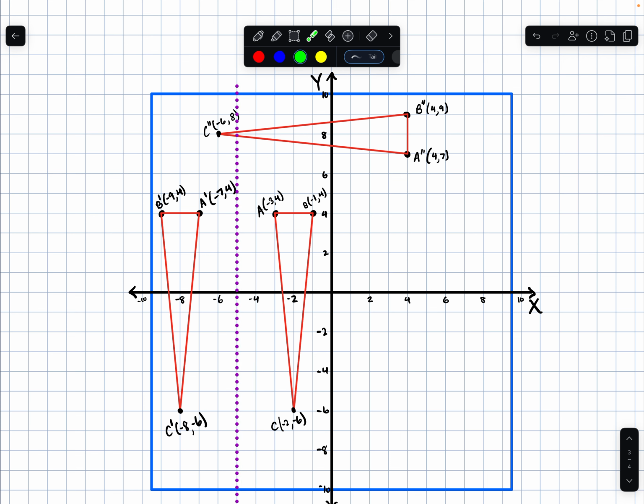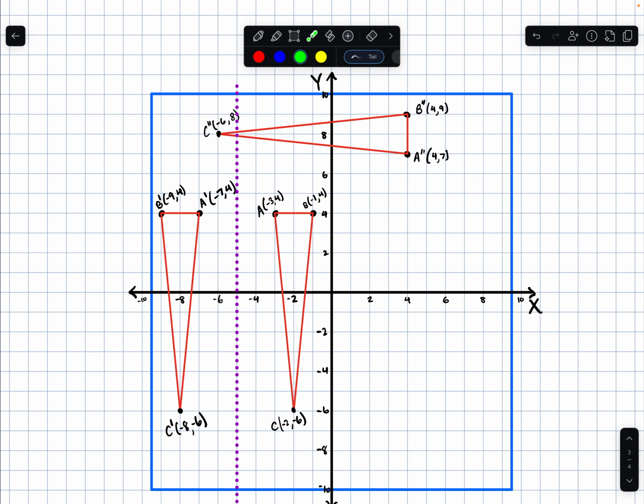So in a reflection, if A is 2 units away from the line of reflection, A prime needs to also be 2 units from the line of reflection. Similarly, if B is 4 units from the line of reflection, then B prime must also be 4 units away from the line of reflection. Hopefully that answers number 2.